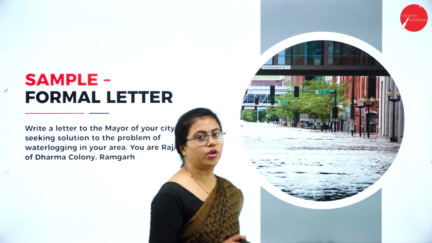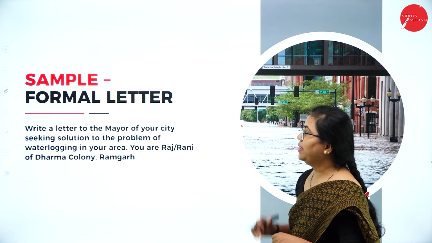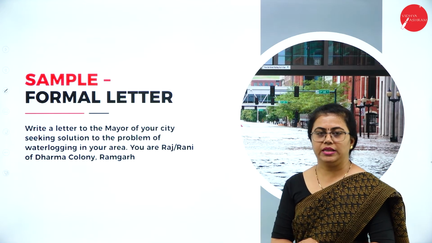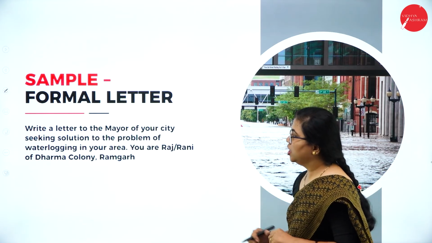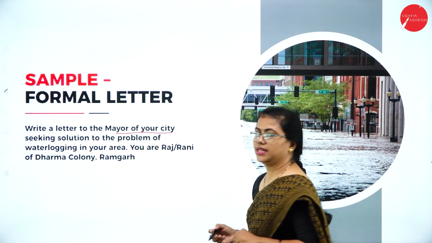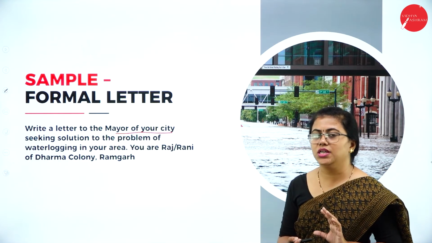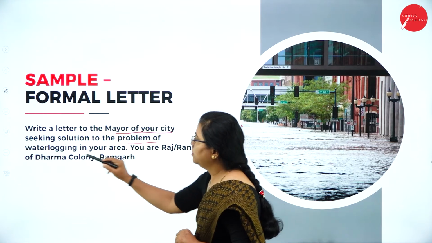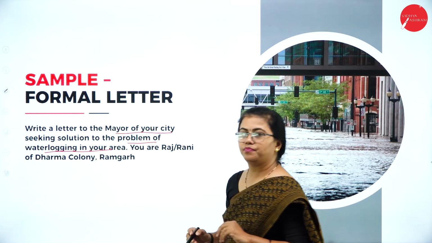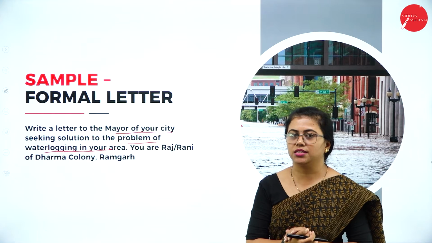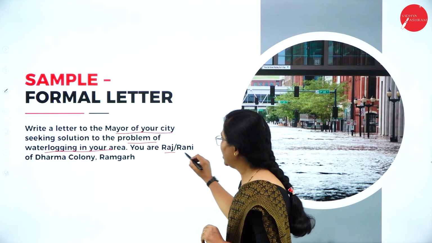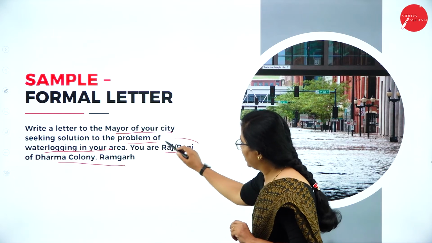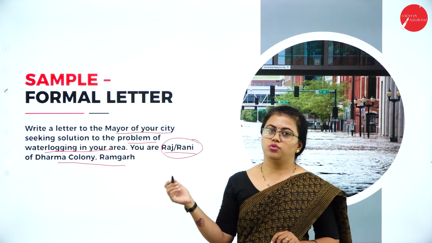Let us now look at a sample, a sample of a formal letter. A formal letter you have to write at the official level only, isn't it? So here we have a letter to the mayor of your city, the person who takes care of and heads the city, seeking a solution to the problem of water clogging in your area. Water clogging means that it is getting stuck somewhere. You are Raj or Rani of Dharma Colony, Ramgarh. Here they have given the name, so you need to write that name.